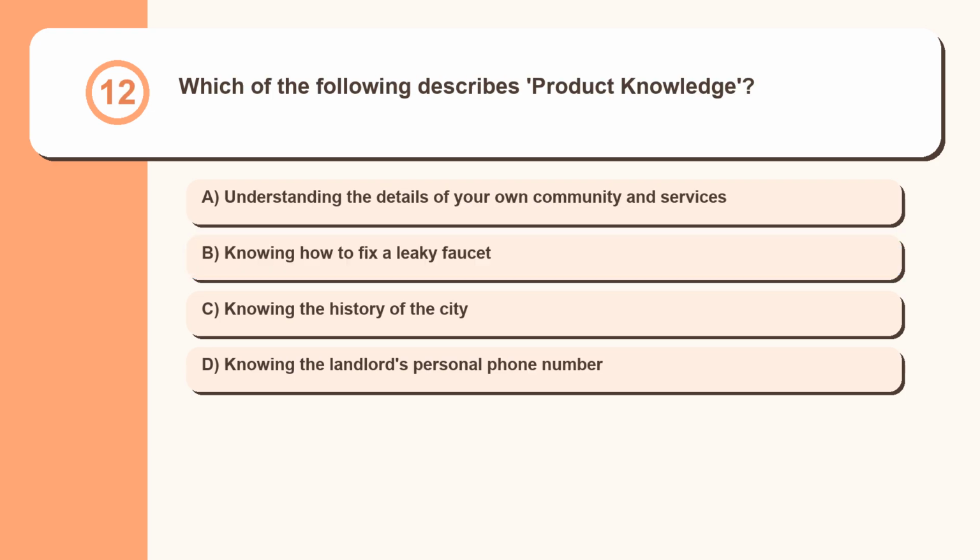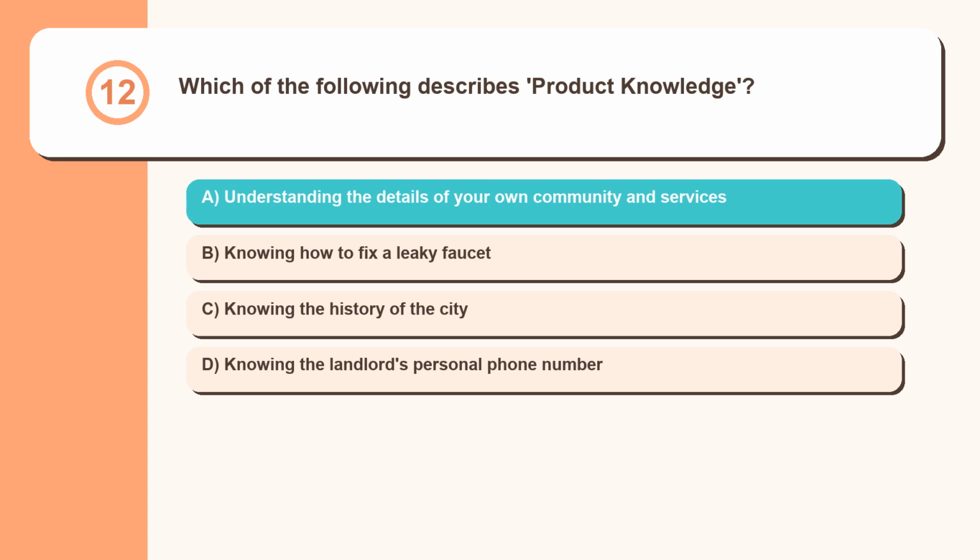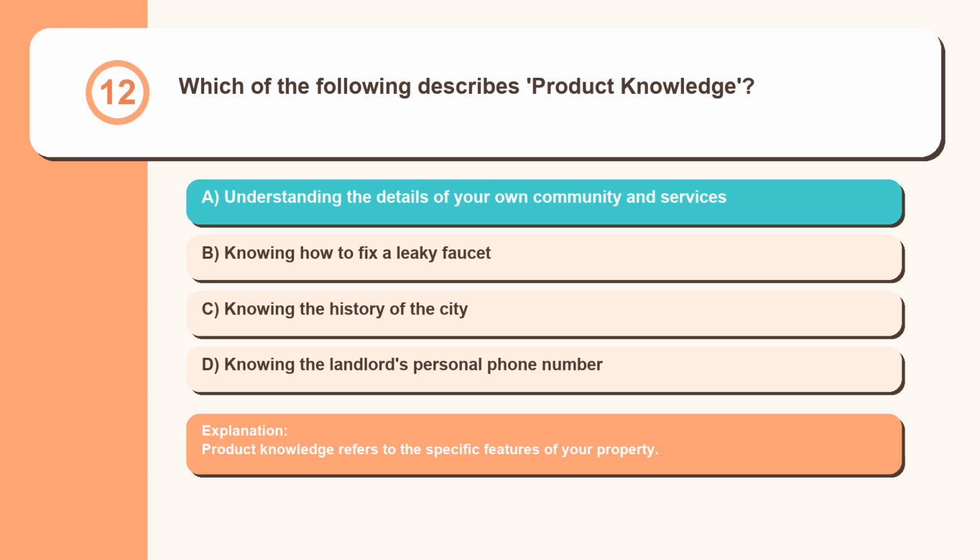Question 12. Which of the following describes product knowledge? Understanding the details of your own community and services, knowing how to fix a leaky faucet, knowing the history of the city, knowing the landlord's personal phone number. Product knowledge refers to the specific features of your property.